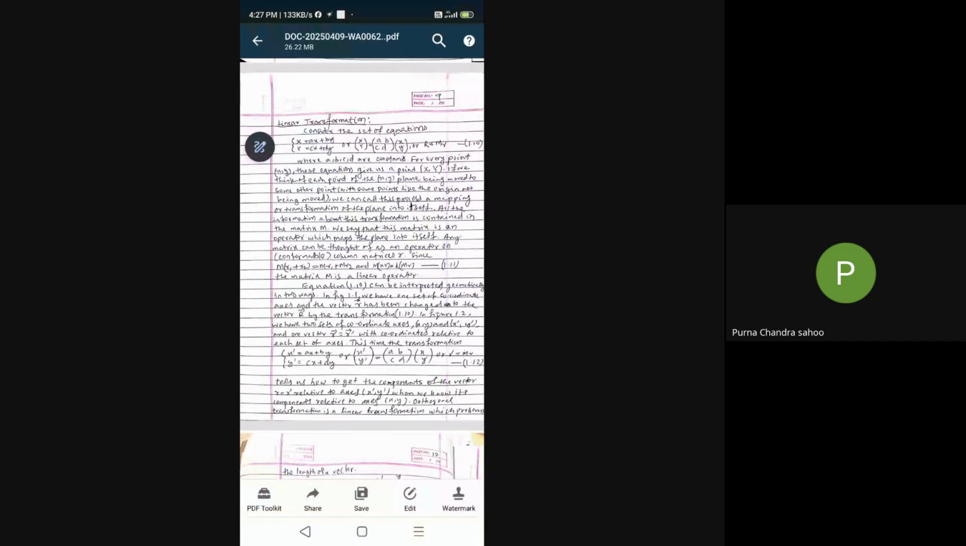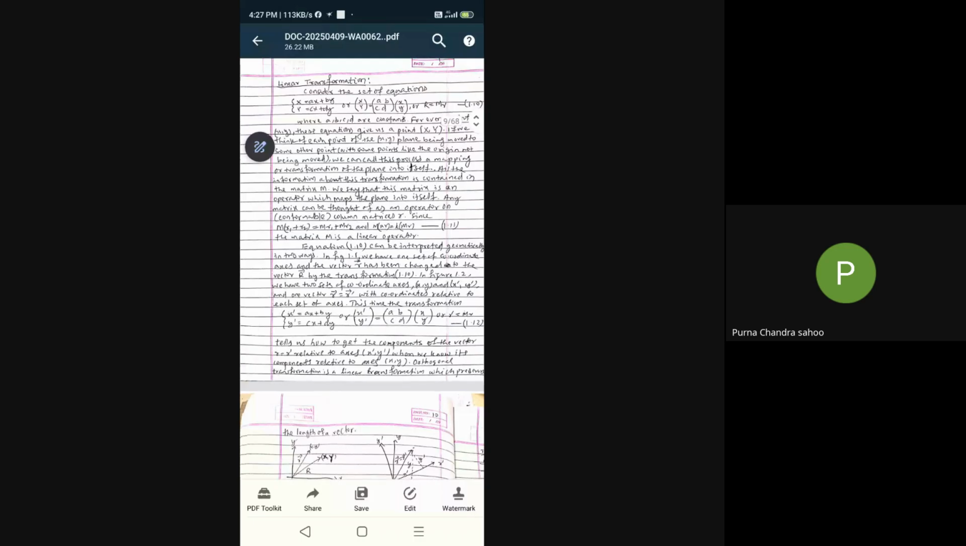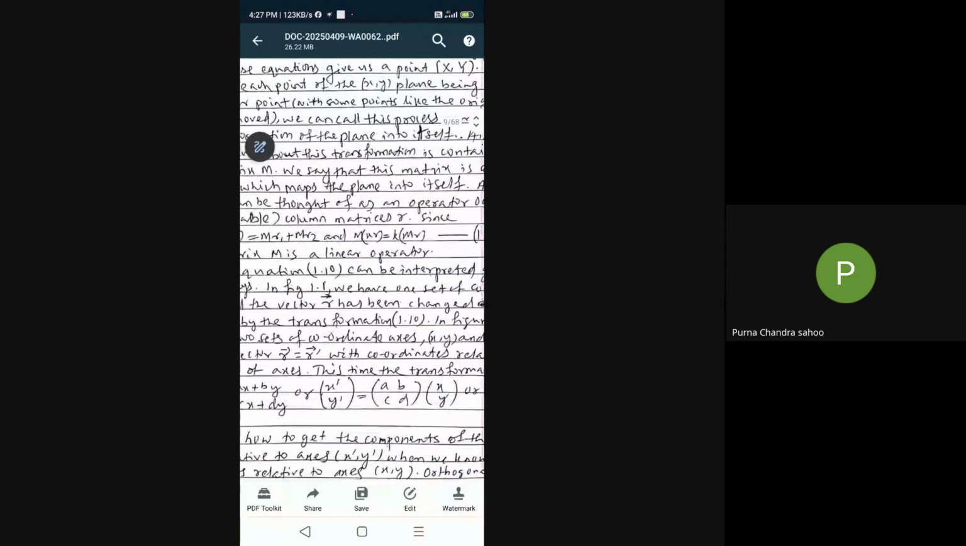So any matrix can be thought of as an operator on conformable column matrices r. Since M(r1 + r2) is equal to M r1 + M r2, and under M, μr is equal to k M r, the matrix M is a linear operator.